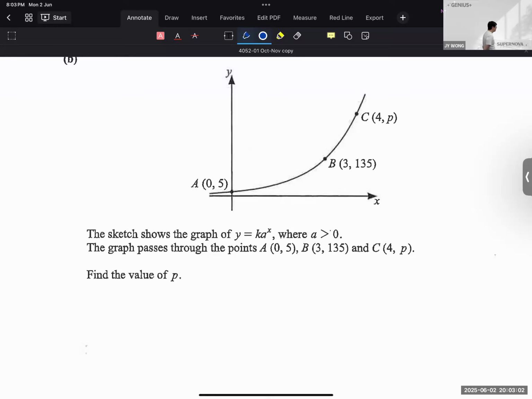What? Huh? Looking very familiar. Your school tested it, is it? Huh?